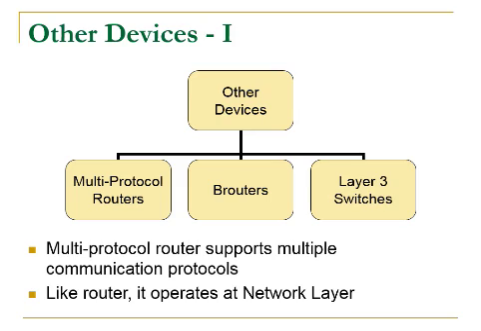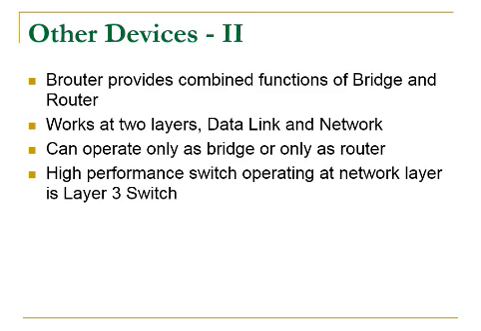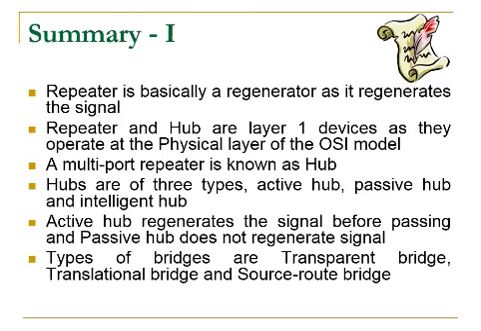The multi-protocol router supports multiple communication protocols. Like a router, it operates at the network layer. The brouter provides the combined function of bridge and router, and works at two layers, the data link layer and network layer. It can operate only as a bridge or only as a router. The layer 3 switch is a high performance switch operating at the network layer.